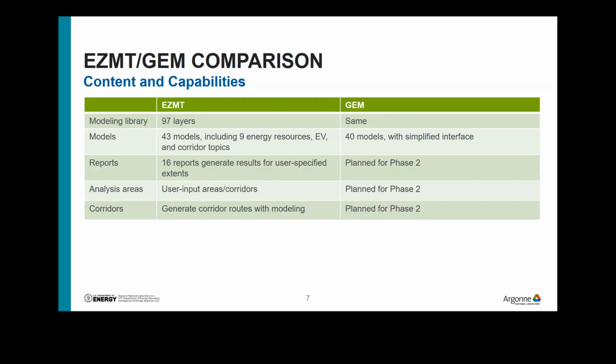A couple other contrasts: the modeling library is the same, and I'll talk more about the difference between the mapping and the modeling libraries later in the webinar. The models have been carried over. The EZMT has a corridor modeling capability that hasn't been migrated yet, so there are 3 models that are not in GEM related to that. And then the 3 last lines there are capabilities that exist in EZMT that will be added in the future to GEM but are not yet in the tool.